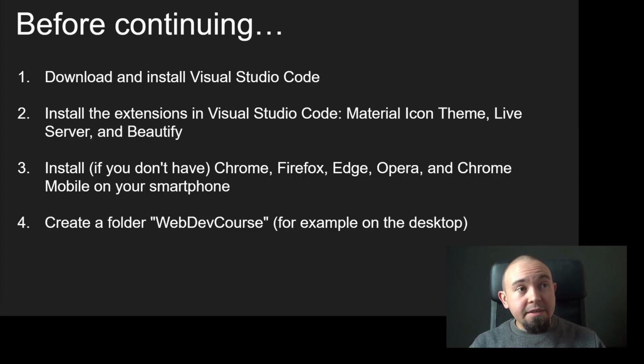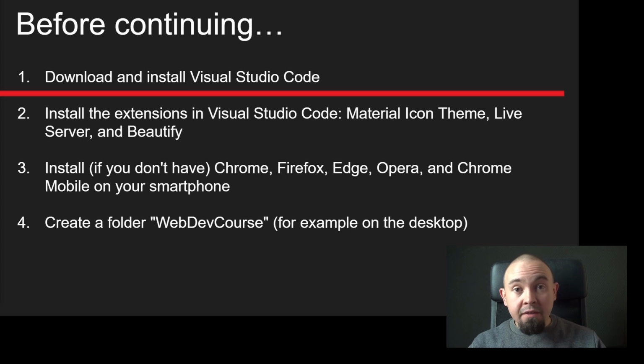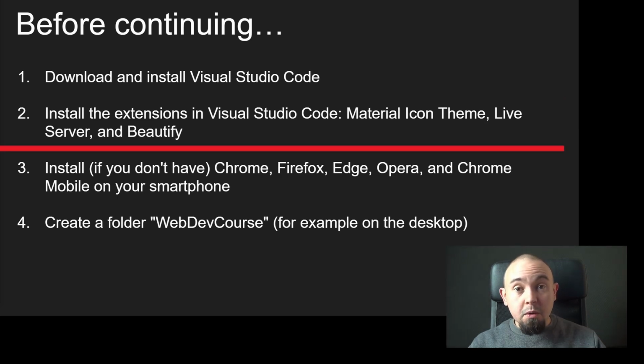Before continuing, let's make sure that we manage to install everything that is necessary and everything works fine. First of all, if you still don't have it, download and install Visual Studio Code. Then inside Visual Studio Code, install 3 extensions: Material Icon Theme, Live Server, and Beautify.